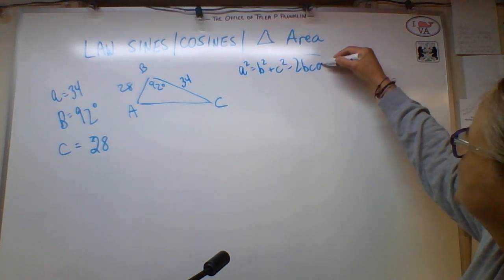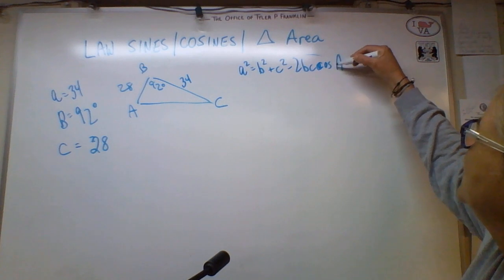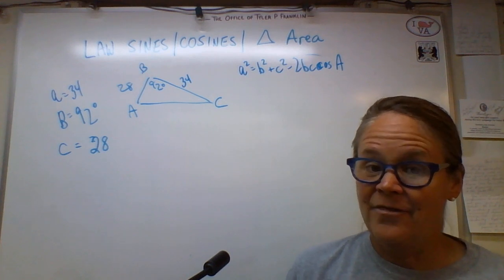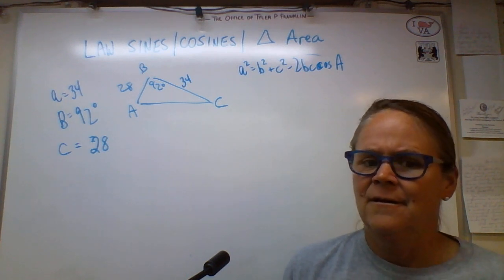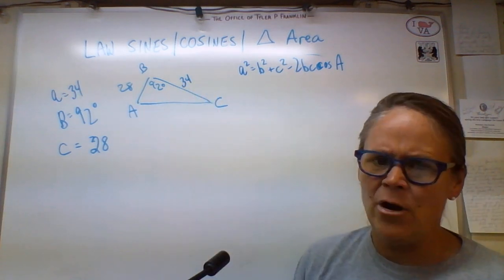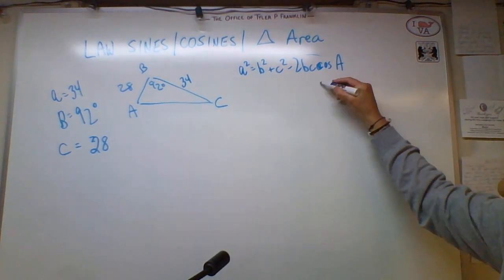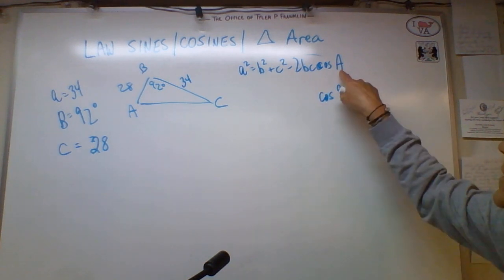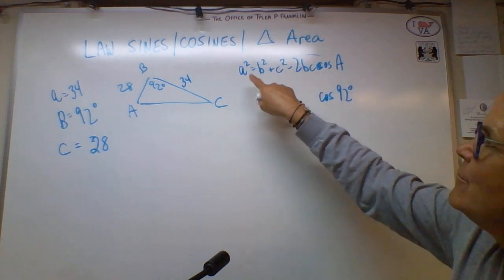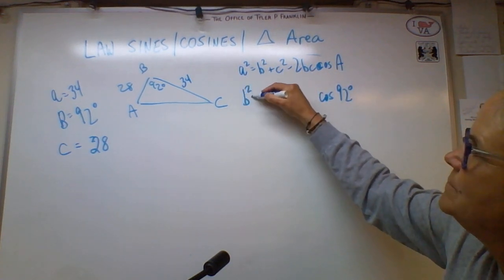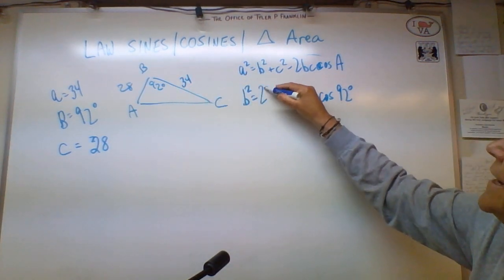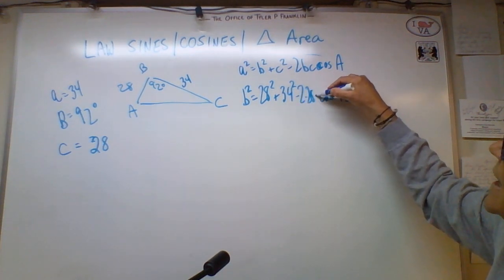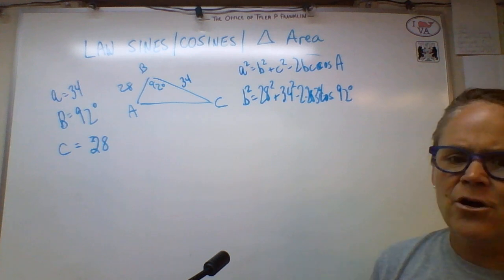So again, if this is what you're looking at, A, B, C, cos A. If that's what you're looking at, there is only one capital letter in that that has to be filled in if you're using those three parts. That means that has to be the cos of 92 degrees. But that was capital B. So that means that is B squared. You put those in any order. 28 squared plus 34 squared minus 2 times 28 times 34 times the cos of 92.